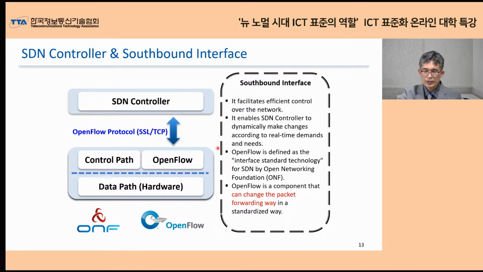This figure shows the configuration of the SDN controller and switch using the southbound interface. The SDN controller delivers the OpenFlow protocol-based control path, and OpenFlow is the actual protocol to control the switch or router in the network. Configured by this OpenFlow protocol, the switch can forward using data paths based on hardware.